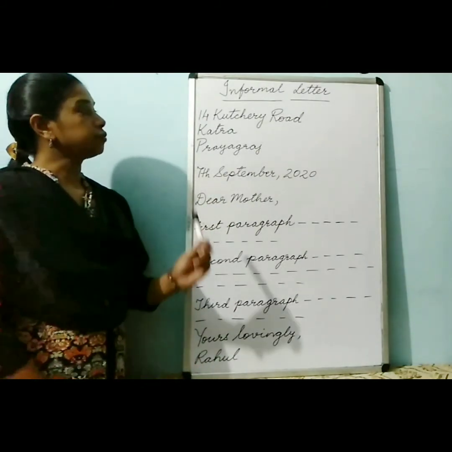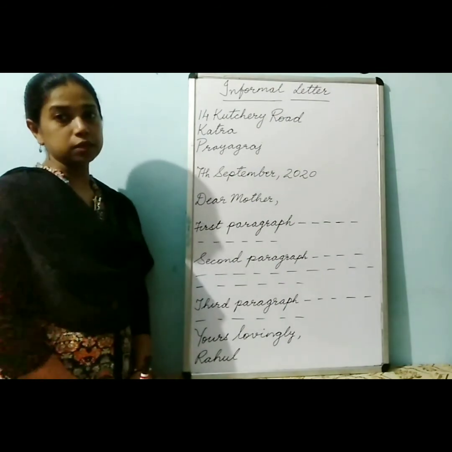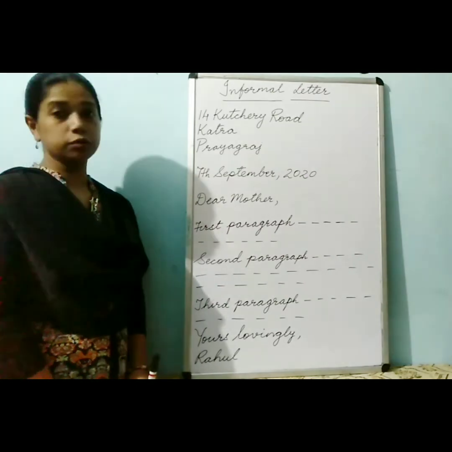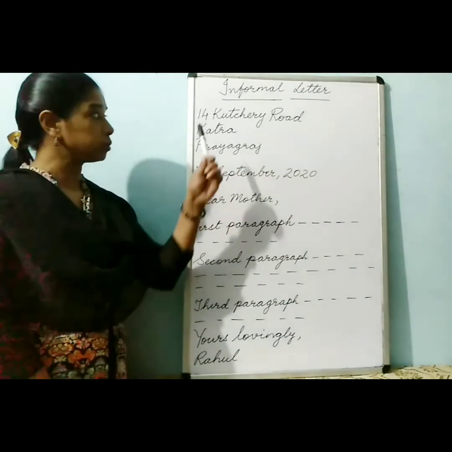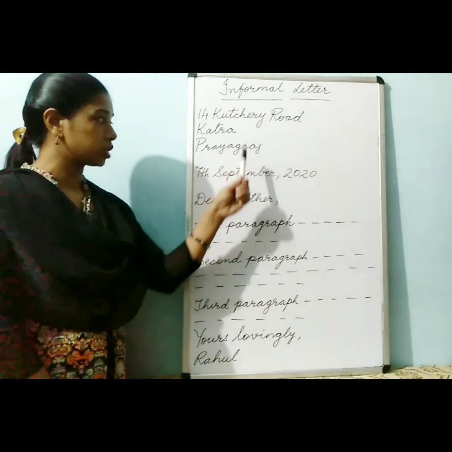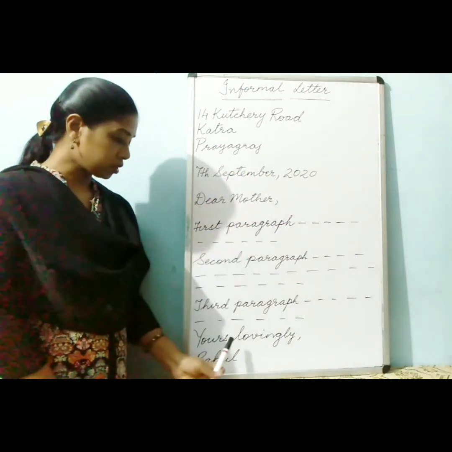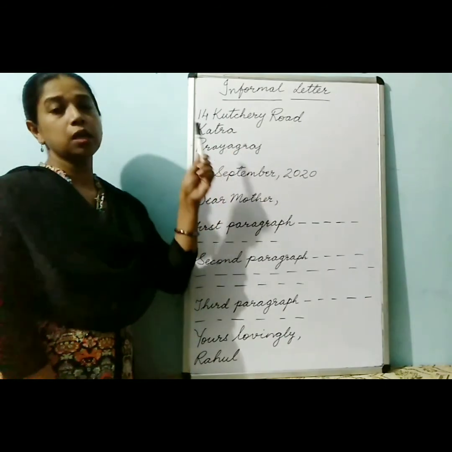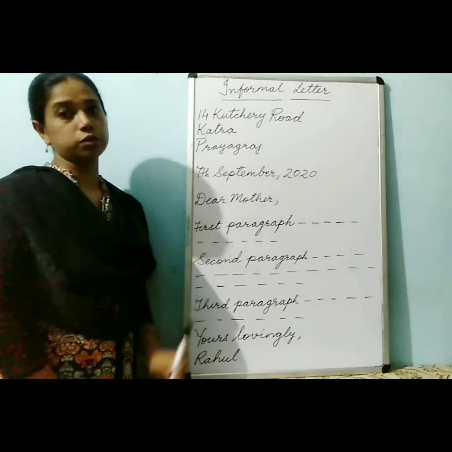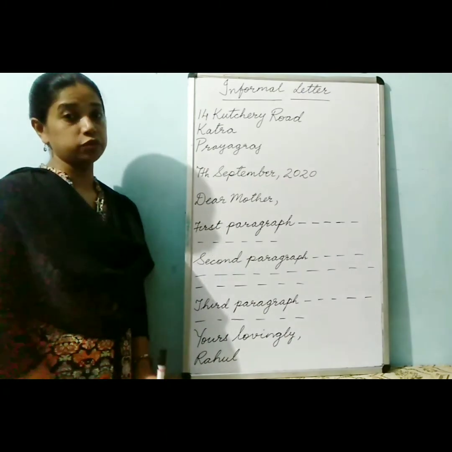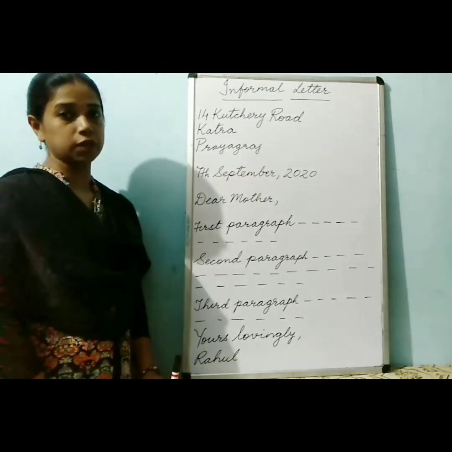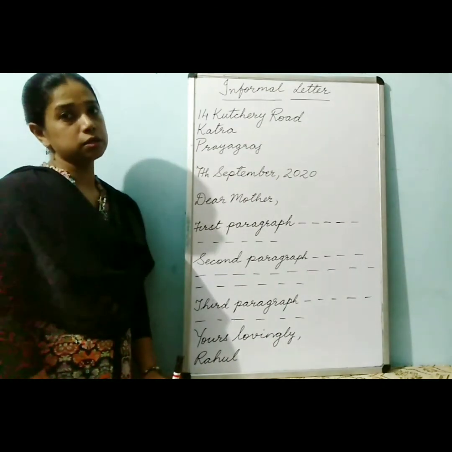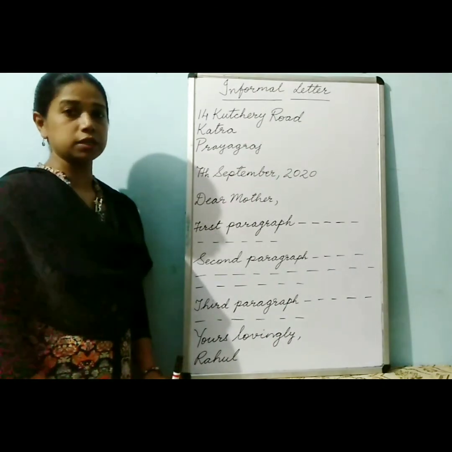So children, this is the format of the informal letter. Strictly follow all these things and see that you don't make a single mistake in any of these, in the address, the date, salutation, subscription, or anywhere. Because if you make even a single mistake, you will lose the mark allotted for that particular point. You will lose the whole mark allotted for that point. So strictly follow this format and write it correctly when you are writing a letter.